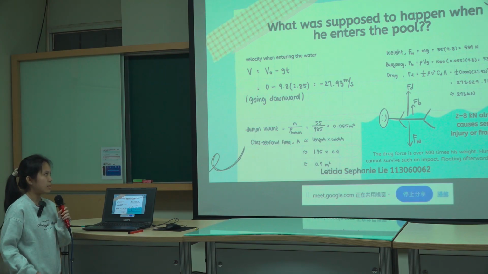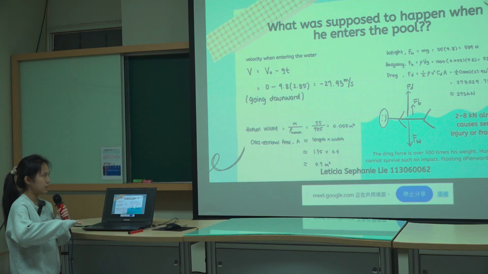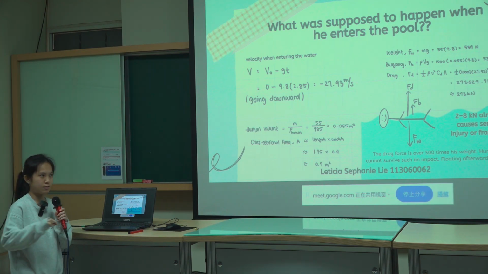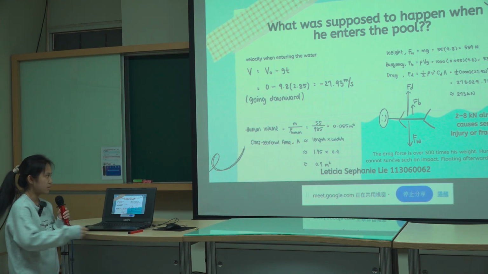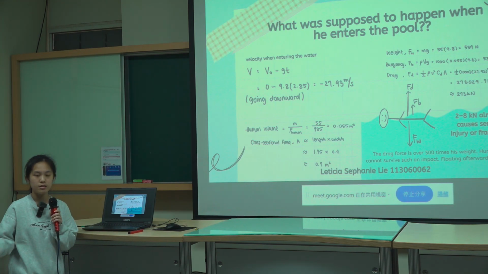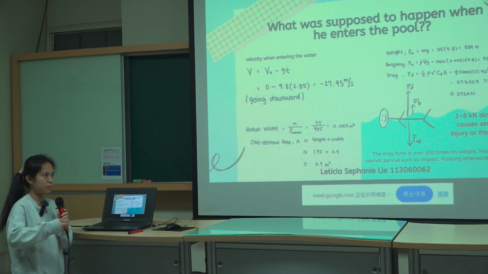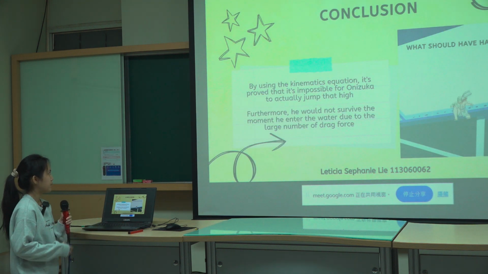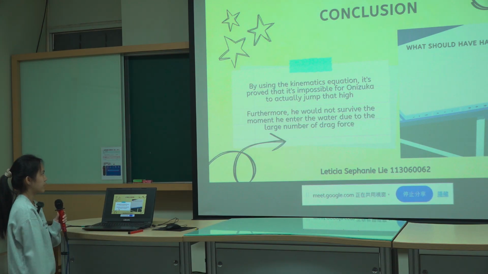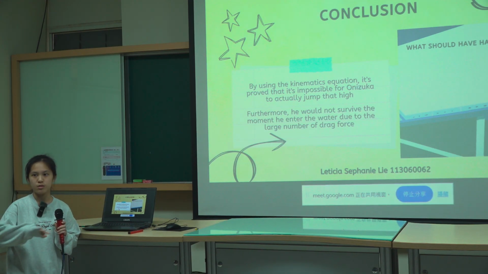And this is a very high number. The drag force is about 500 times his weight, and of course, a human cannot survive this. It's very dangerous, and he could have suffered very severe injuries, whereas in his case, nothing happened. And then there's the floating, which is of course impossible because a human cannot actually survive. So the conclusion, using the kinematics equations, proves that it's impossible for Onizuka to jump that high, and he wouldn't survive the moment he entered the water due to the large amount of drag force.